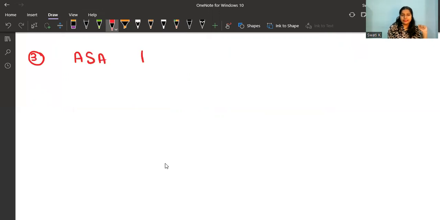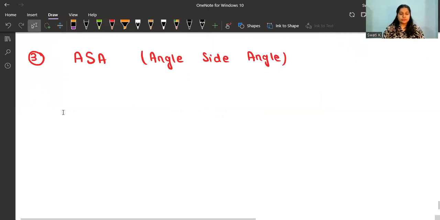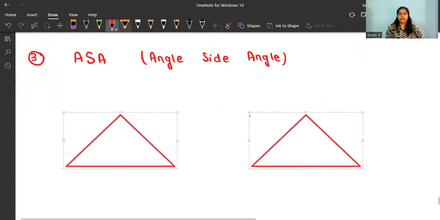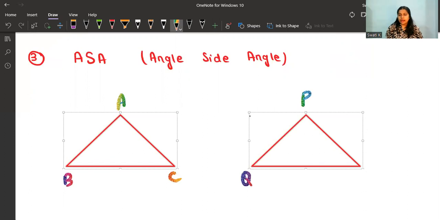ASA. Again, very simple, angle, side, angle. Let's draw two triangles again. Now, what do we have to do? Suppose this is ABC and this is PQR. Here you can notice that ASA, right?